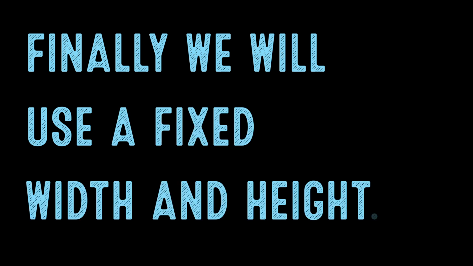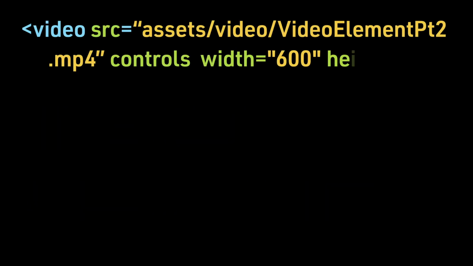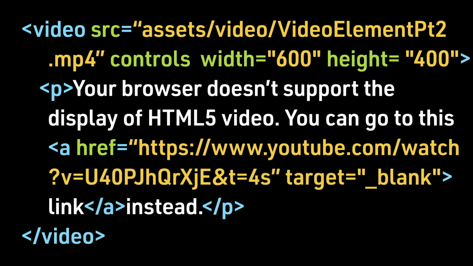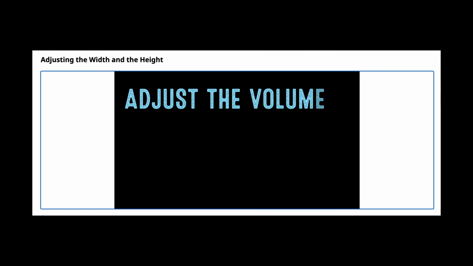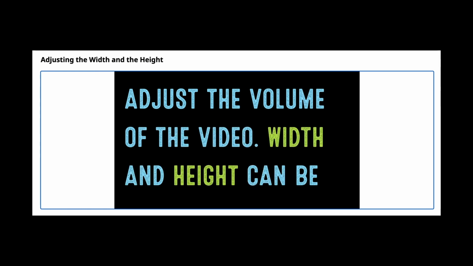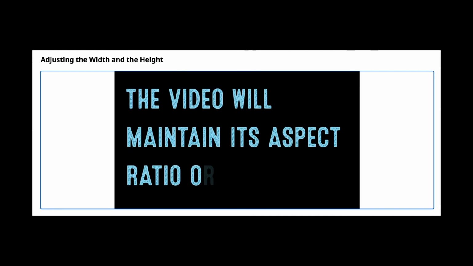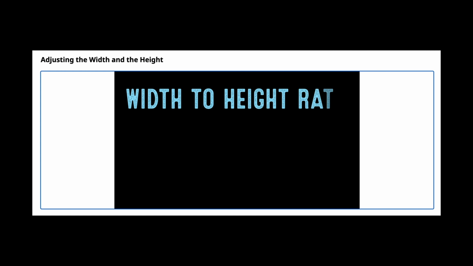Finally, we will use fixed width and height. Width and height can be controlled by attributes or with CSS. In either case, the video will maintain its aspect ratio or native width to height ratio.